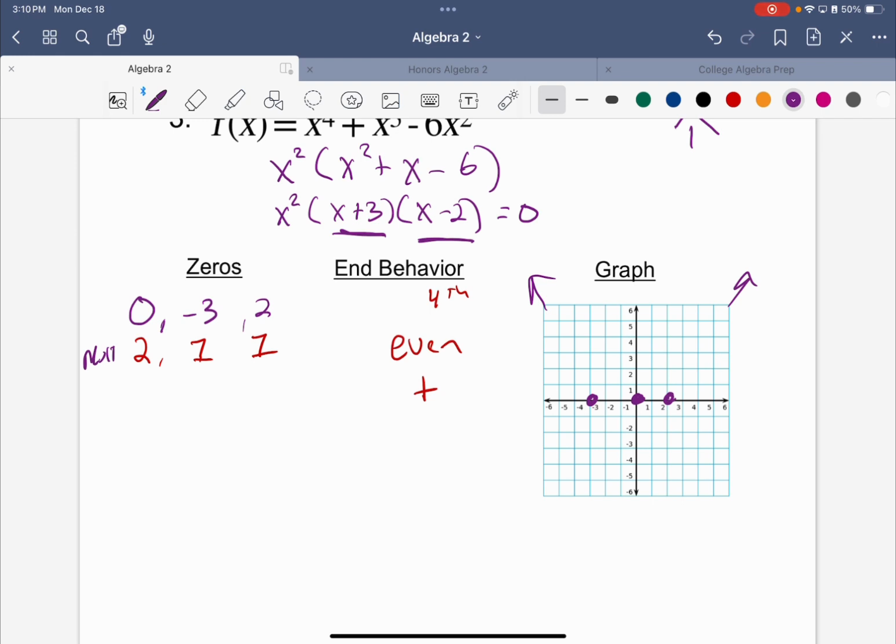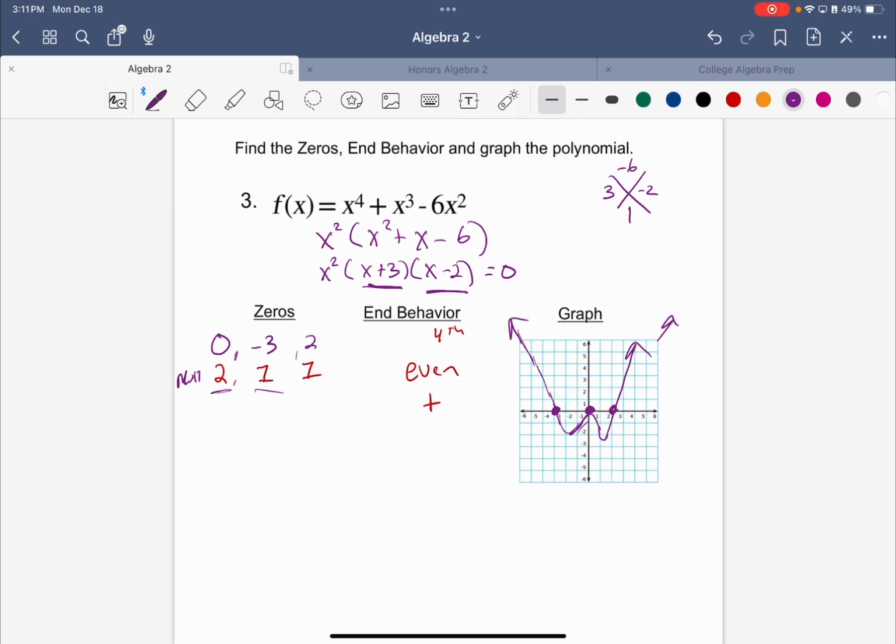Now you have to be careful at this point. You got to make sure you're coming down. Make sure you look at -3 because we got to go through -3 first. -3 has a multiplicity of 1. So it's going to go through it. It's going to bounce back up. Now 0 has a multiplicity of 2. So it's going to bounce off of it. And then 2 has a multiplicity of 1, something like that. Again, it's just a sketch. Any questions with that example?